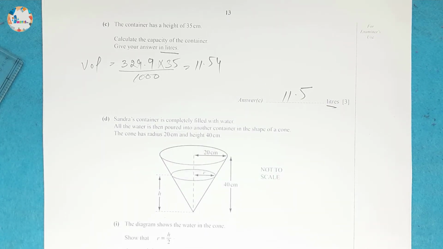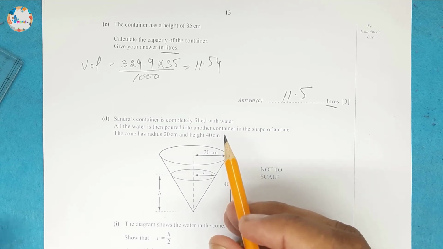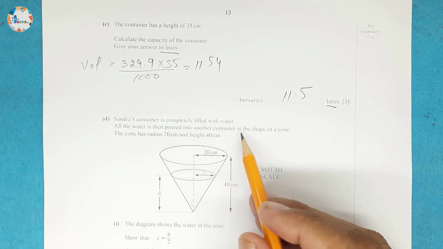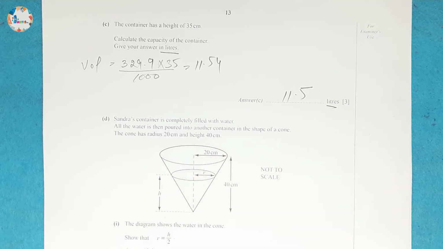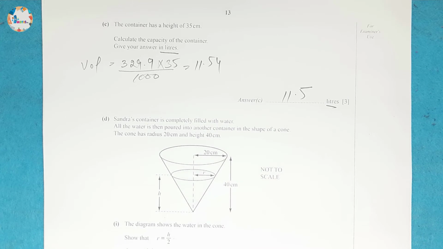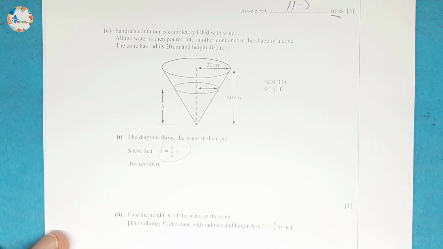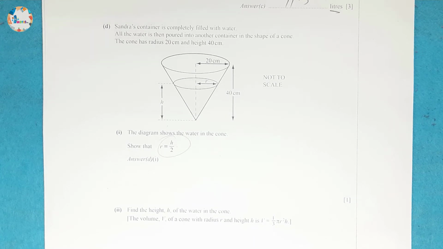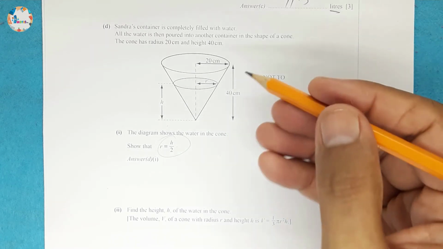Then Sandra's container is completely filled with water. All the water is then poured into another container in the shape of a cone. The cone has a radius of 20 centimeter and height of 40 centimeter. So the diagram shows the water in the cone. Show that R is equal to H by 2. So this is basically 1 mark, a very simple question.